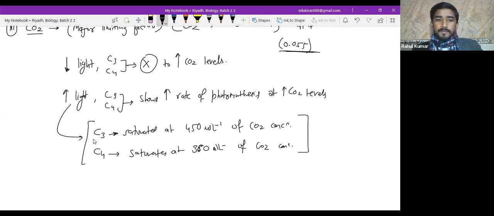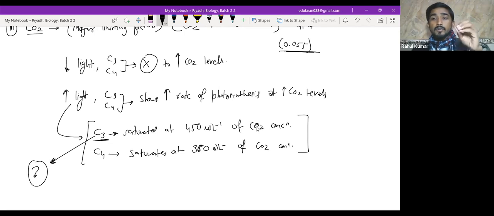Because of which there are many C3 plants that are used for greenhouse purposes. Can you go and find out which are these plants which are grown at enriched CO2 levels in a greenhouse? Excess CO2 is pumped into that greenhouse and they are grown at higher CO2 levels because they show more productivity, because they make more and more starch, they make more and more fruits.